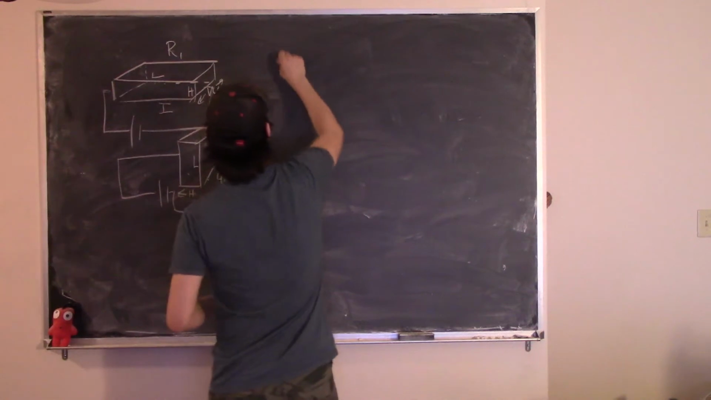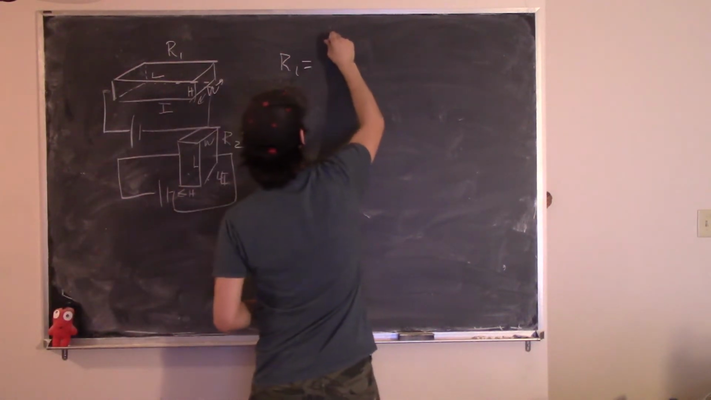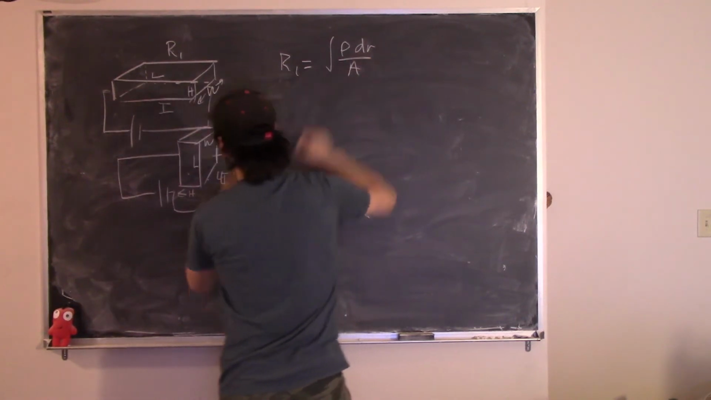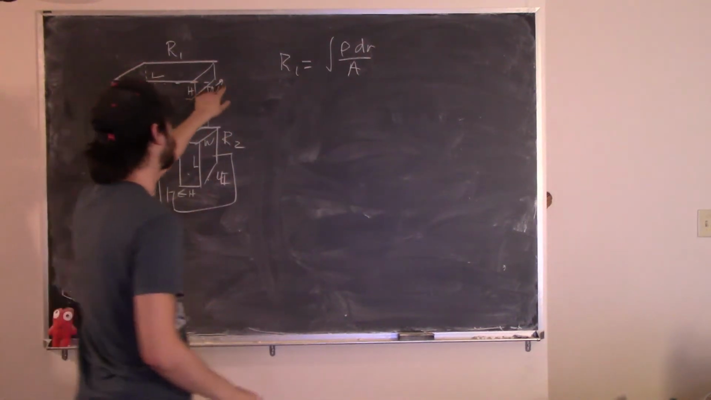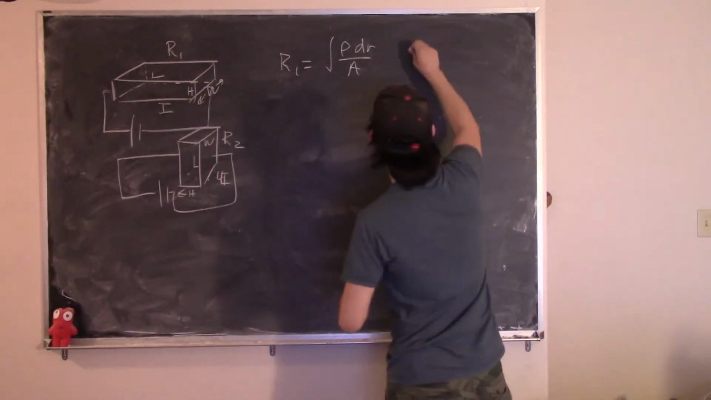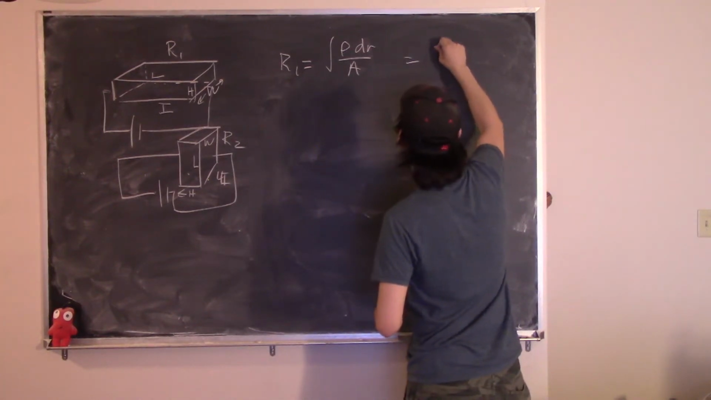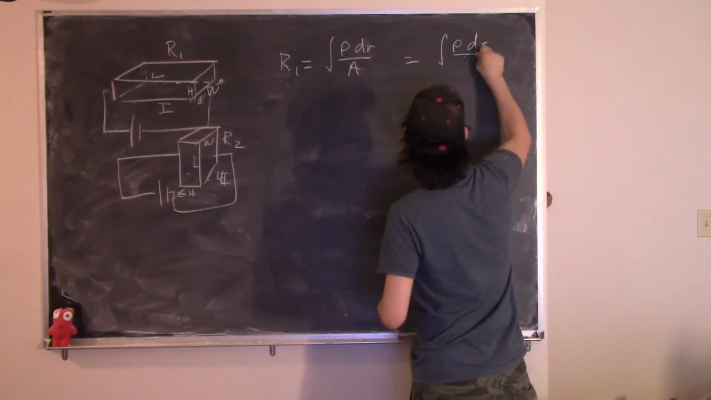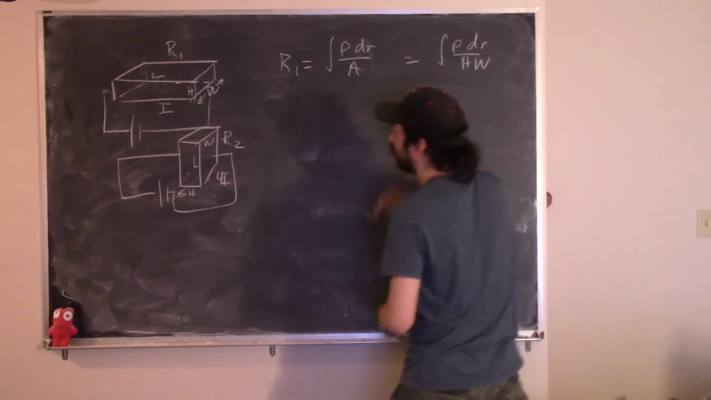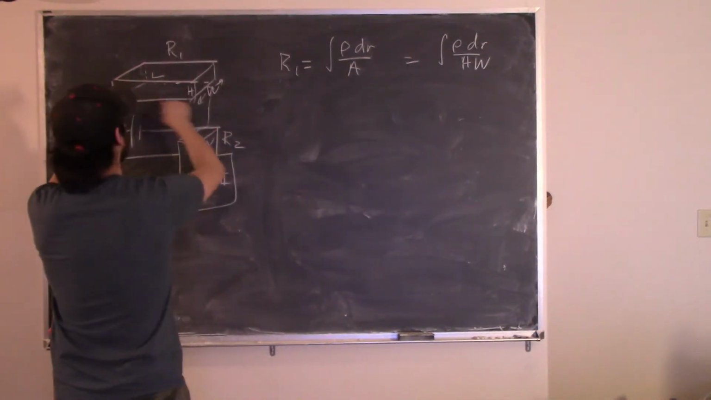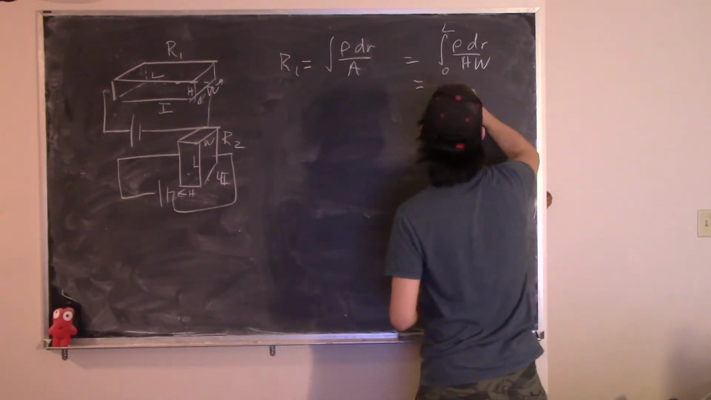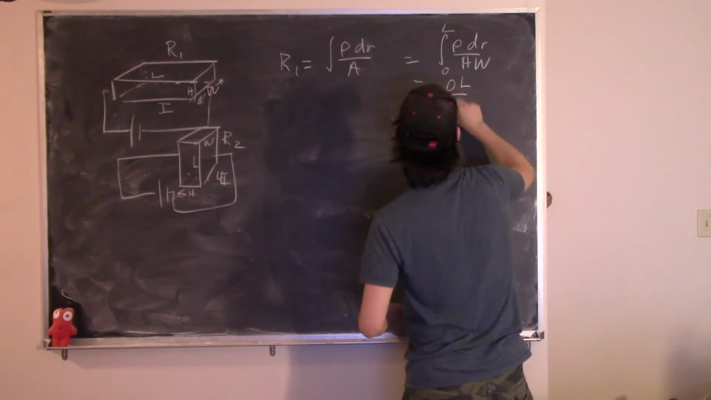So what we can do here to start with is calculate what the resistance of this block is in this orientation. We'll call that some resistance R1. And calculate what it is in this orientation, we'll call that R2. R1 is going to be equal to the integral of rho dr divided by A, where A in this case is H times W. So this is the integral of rho dr divided by H times W, from 0 to L. And so this is going to be equal to rho L divided by HW.